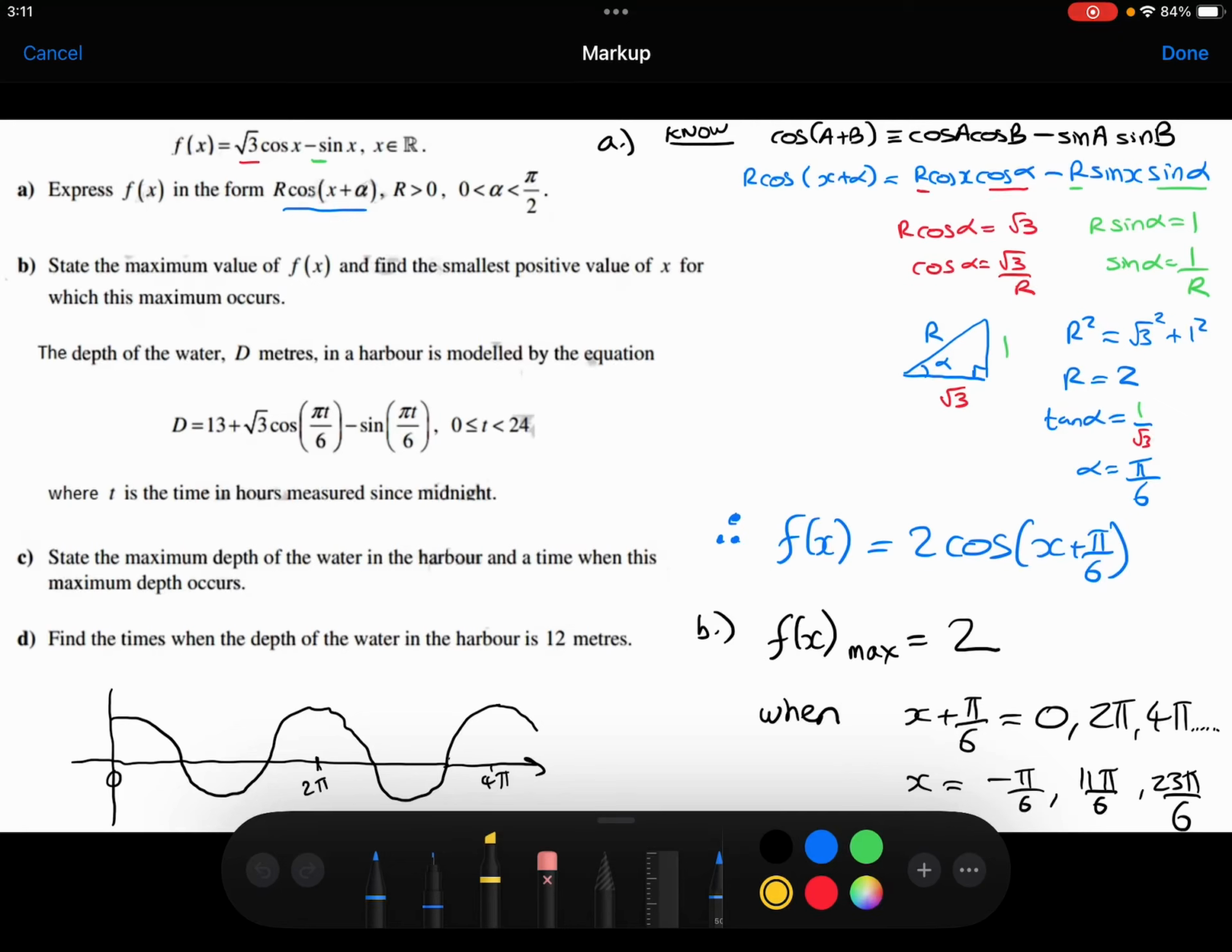On the screen is all of my working out for part A and B. I'll talk you through that and then I'll show you part C and D as well. So part A asks us to express f of x in the form r cos(x + alpha).